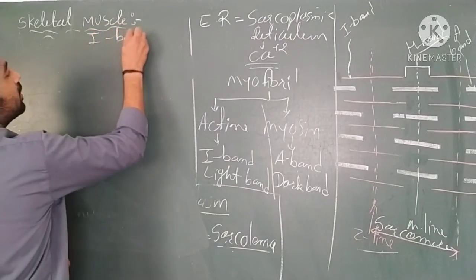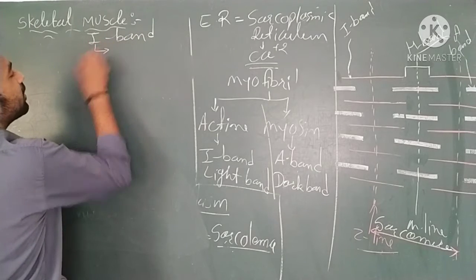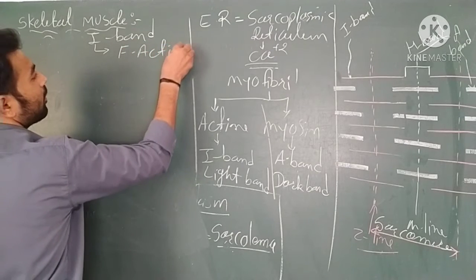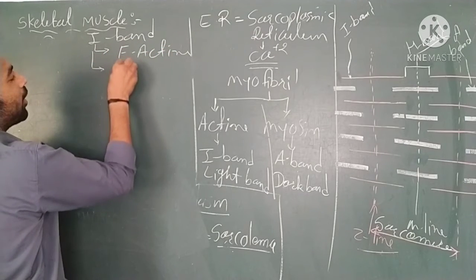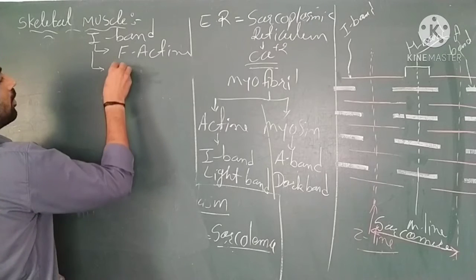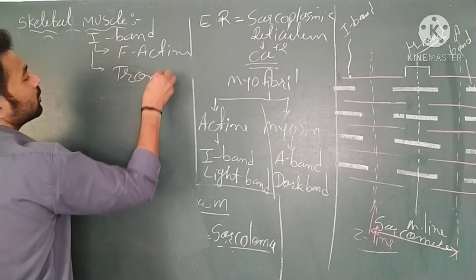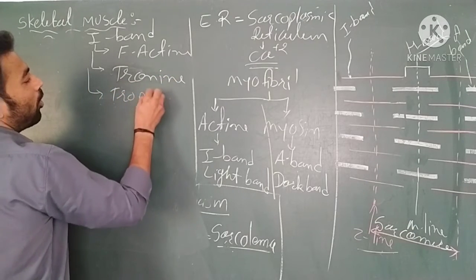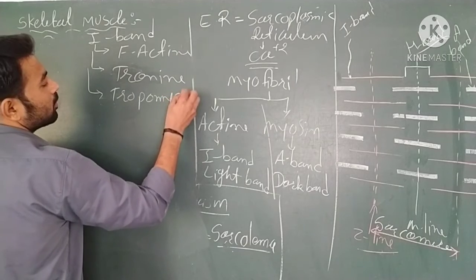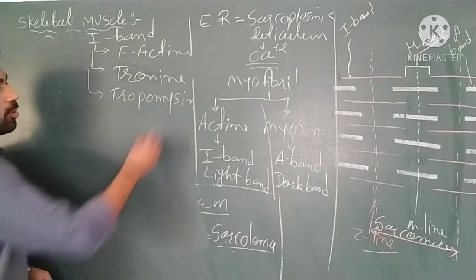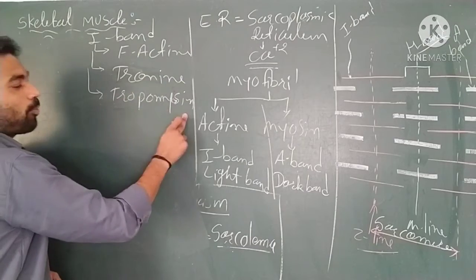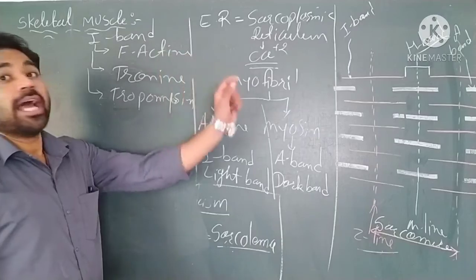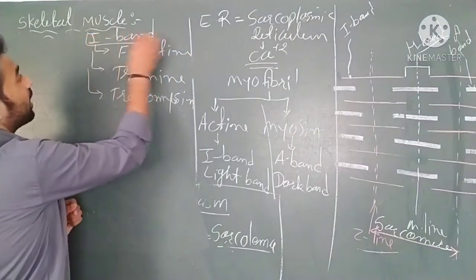The I band is made up of three different things. First of all, F-actin. Second one is troponin, and third one is tropomyosin. So troponin, tropomyosin, and F-actin are the three major components of the I band.